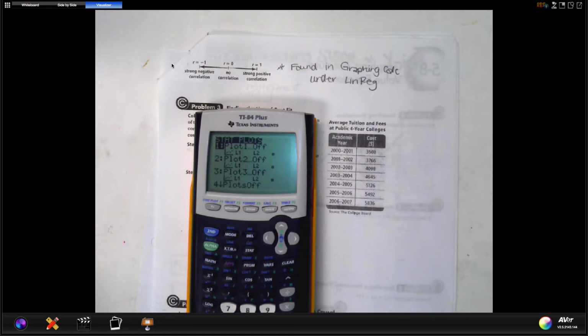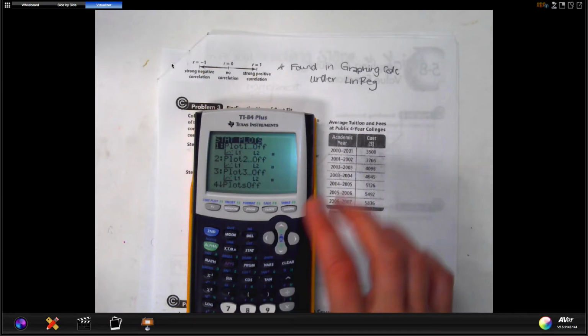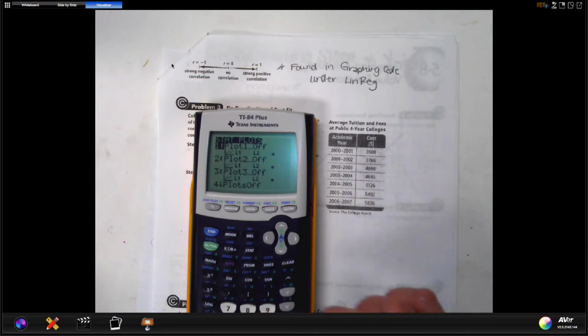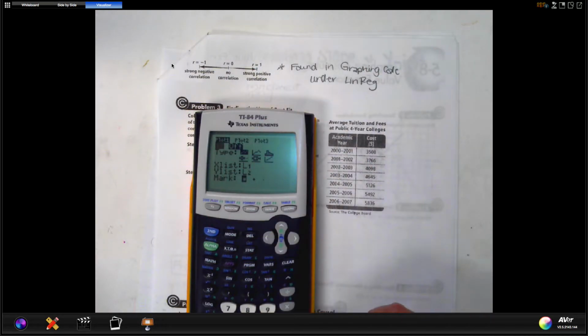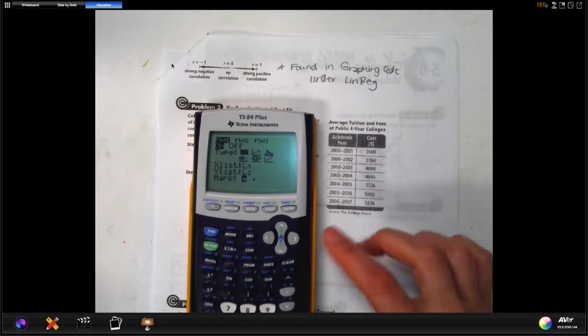A plot is used to make a histogram or make a scatter plot. So we only need one of them on. So it's on the one right now. We're going to press enter. And it will give us this screen. So first of all, we have to press enter to get it to say on. And then we have some choices.